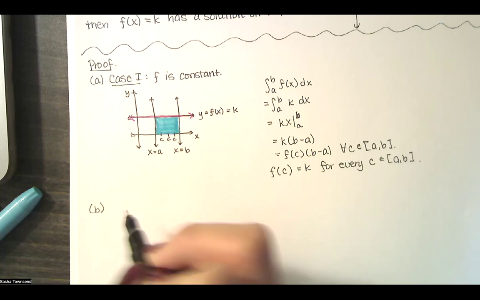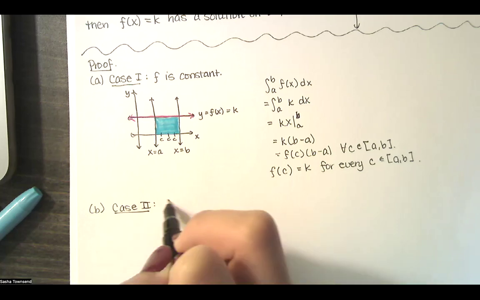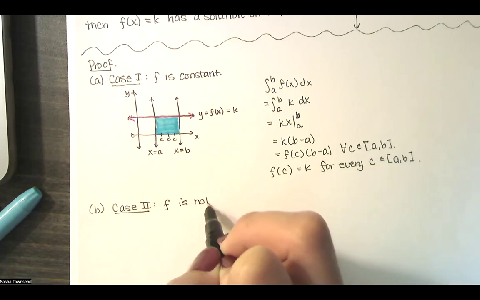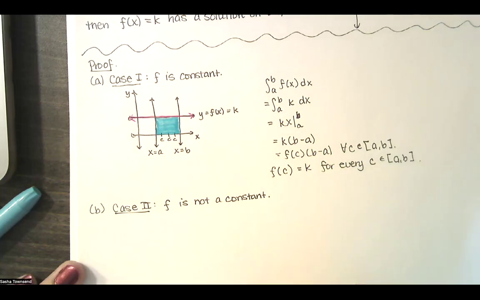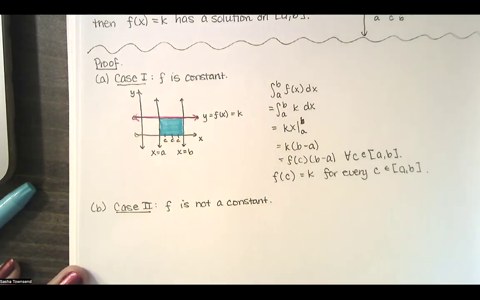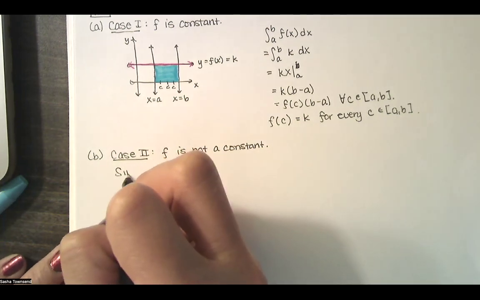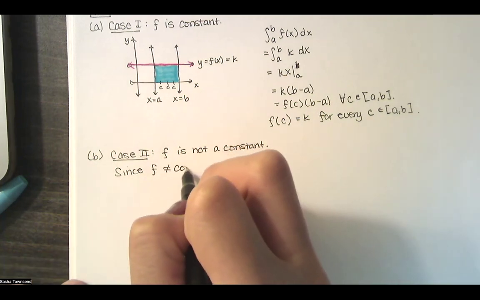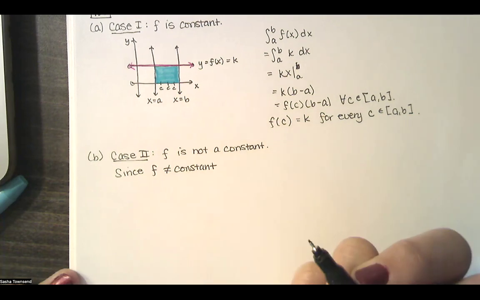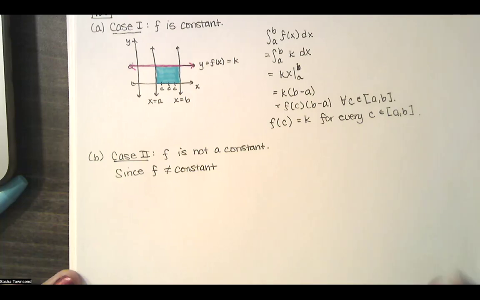Now, in part B, we say, okay, what if f is not a constant? If f isn't a constant, then we're guaranteed that f has an absolute min and an absolute max on a to b by the extreme value theorem. We weren't guaranteed that those were unique. If f is not a constant, we're guaranteed that they're unique.